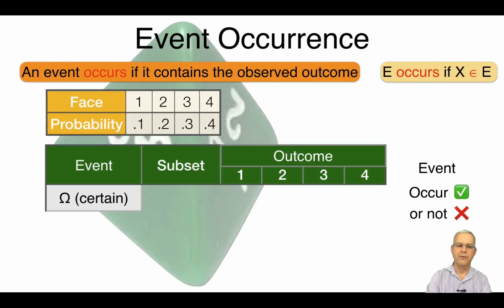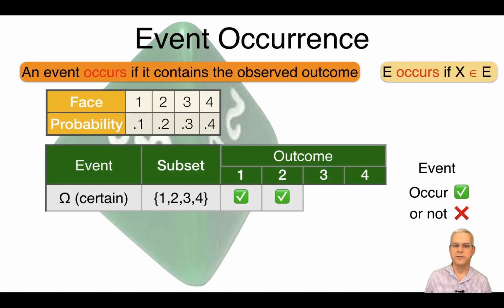So if we have the certain event omega, the subset is 1, 2, 3, 4, all the possible outcomes of this die. If 1 occurs, then the event occurs. If 2 occurs, it belongs to the set, so it occurred. If 3 occurred, again, it belongs to the set, so the event occurred. And if 4 occurred, again it occurred. So in other words, the certain event omega always occurs.